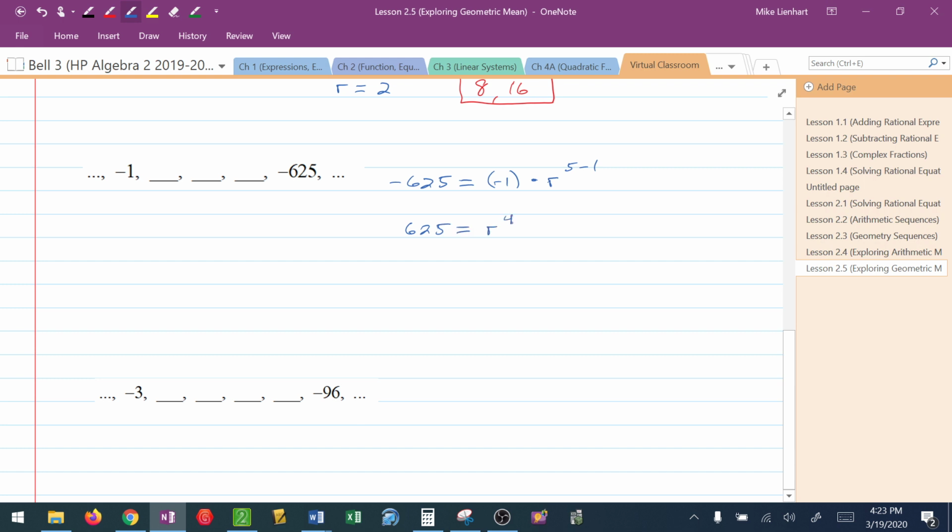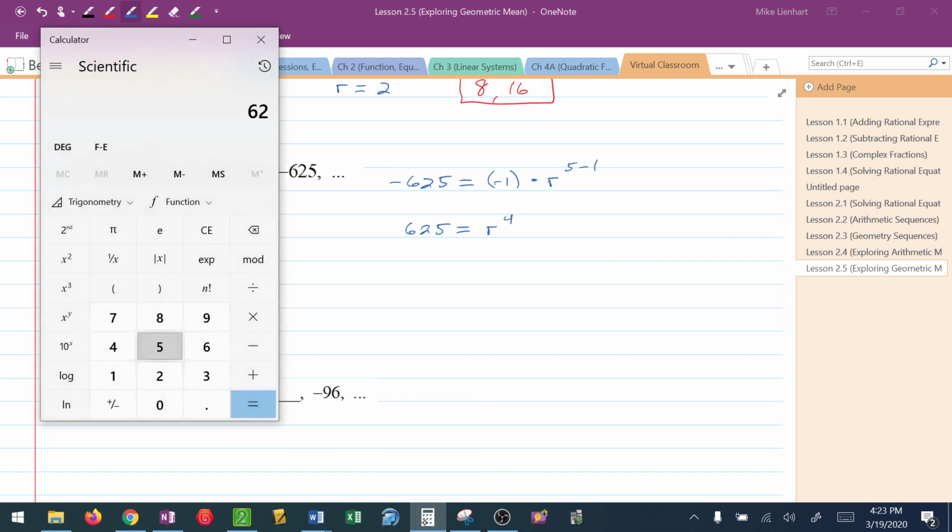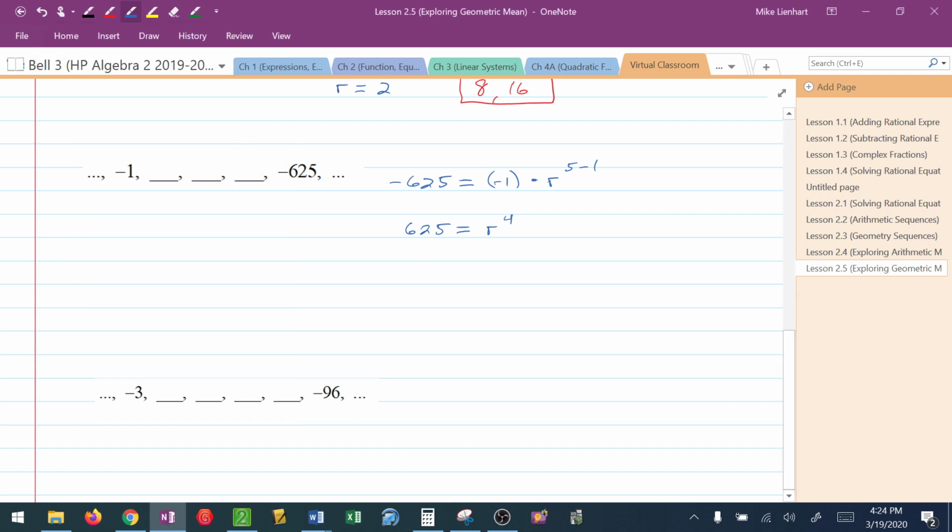All right. I have to take an even indexed root here. So let me see. I'm going to take 625. And remember, you guys can use the caret symbol. I have to hit this. And then I know I want to take the 1/4 power, or the 4th root of 625. 1 divided by 4, close that off, equals. And I know I get an r value of 5.